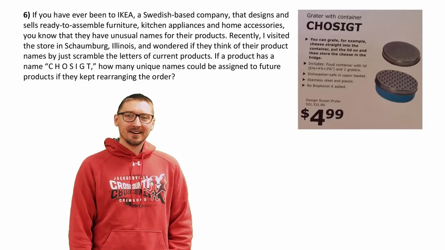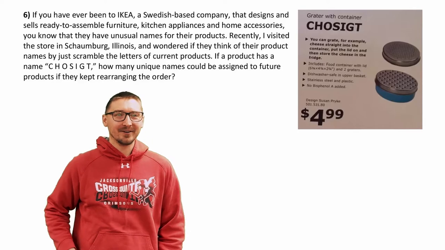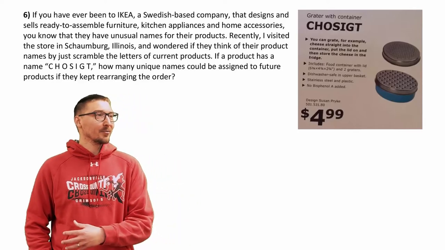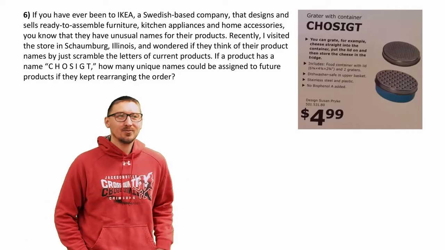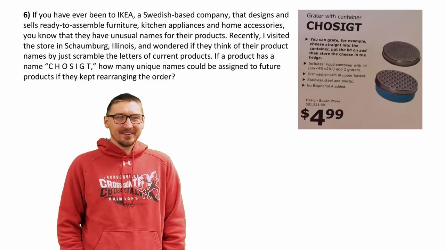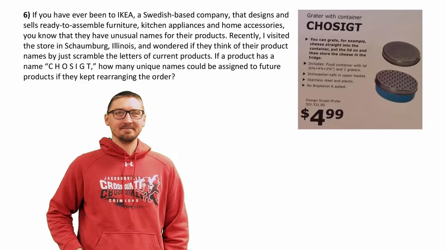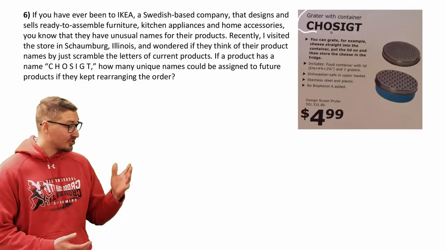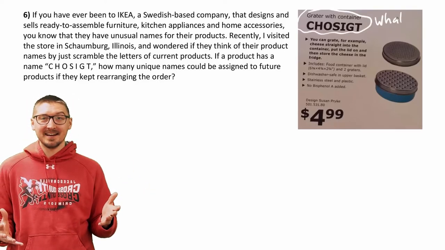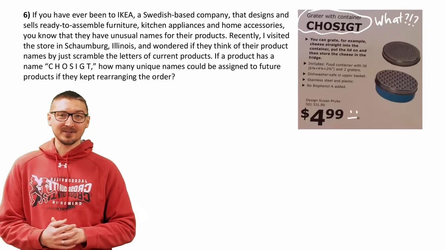And recently, a couple years ago, I was able to visit my first IKEA up in Schaumburg, Illinois. And as I was wandering around, just looking at the incredible amounts of stuff, I was wondering if they think of their product names by just scrambling up letters and putting them together and saying, oh, what a beautiful name. So I came across this cheese grater, and you can see I have no clue how to pronounce it, but it's very affordable. It's $5, and it has this nice little design and all these little things.